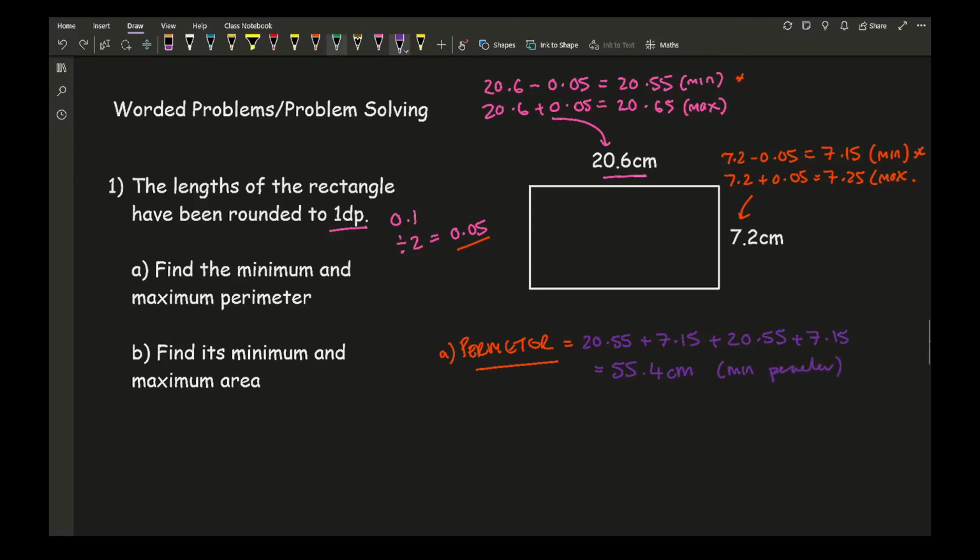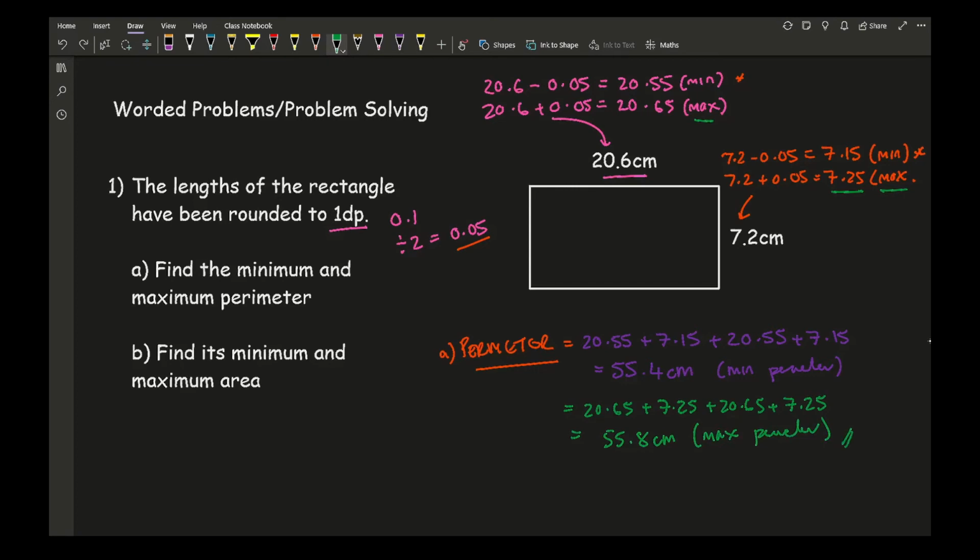Now for the maximum perimeter, what I need to do is use the maximum values that it could be. So it's going to be 20.65 plus 7.25 plus 20.65 plus 7.25. So again, working that all out on my calculator, or again, if it was to be worth a few more marks, it might be on the non-calculator paper. I get an answer of 55.8 centimeters, and that is the maximum perimeter.